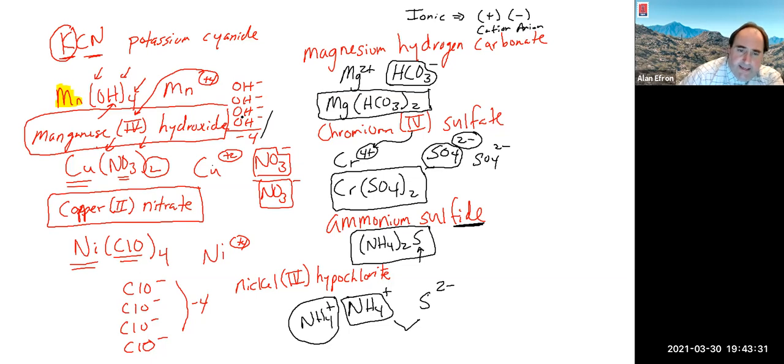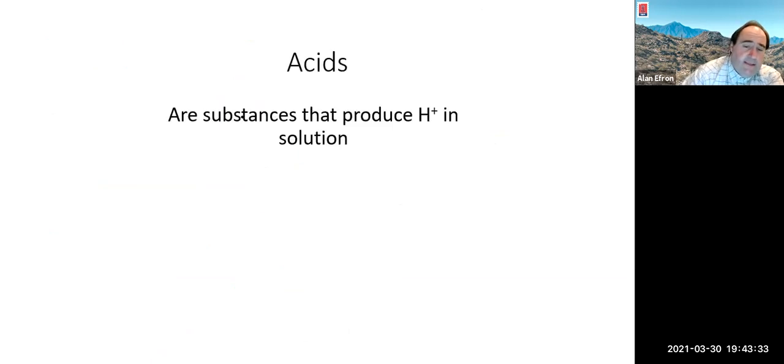So we're going to talk then about acids. Acids are essentially substances that produce H+ ions in solution. H+ ions are sometimes referred to as a proton. They're referred to as a proton because, if you remember, hydrogen has 1 proton and 1 electron. It does not have a neutron, which means when it becomes positively charged, it loses an electron. So the only thing it has left is a proton.